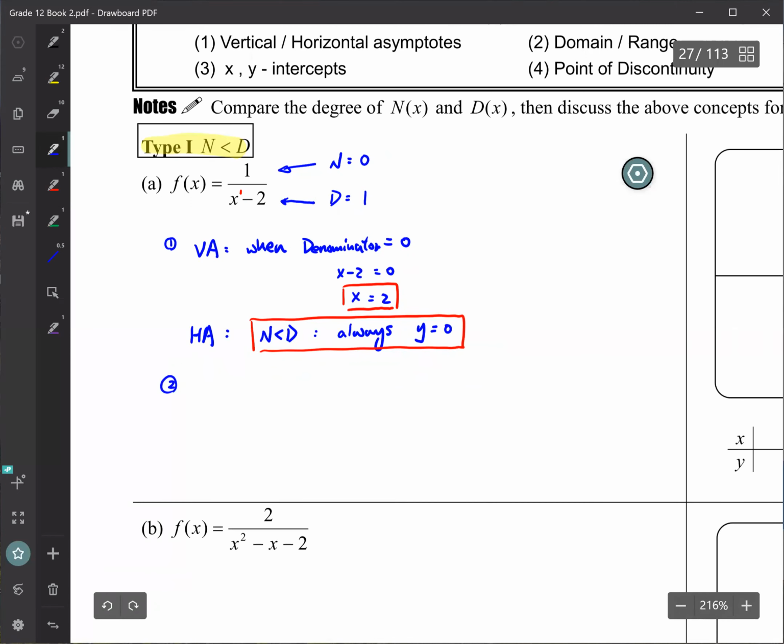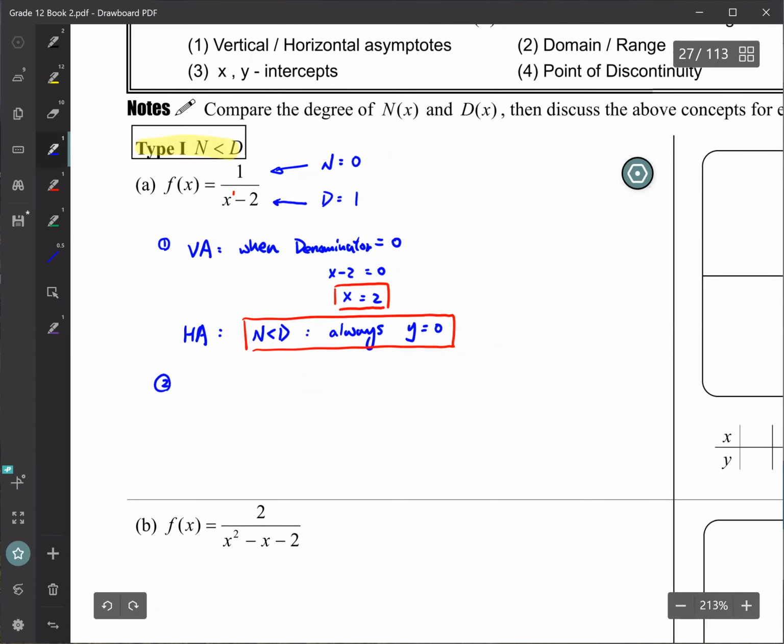Number 2. The second thing we want to figure out is the domain and range, just like when you do the polynomial functions, you want to write out the domain and range. So for rational functions, you look at the vertical asymptote and horizontal asymptote, and that will tell you the domain and range. Domain is about x. So x here can never be 2, because it will make the denominator 0. So you just say x cannot equal 2.